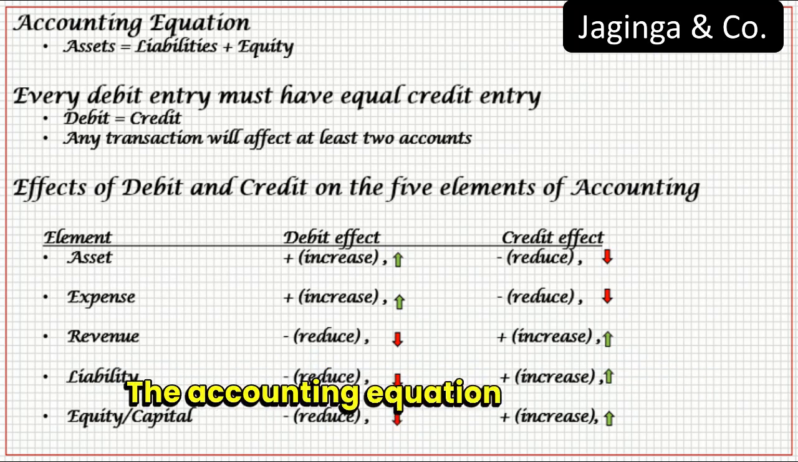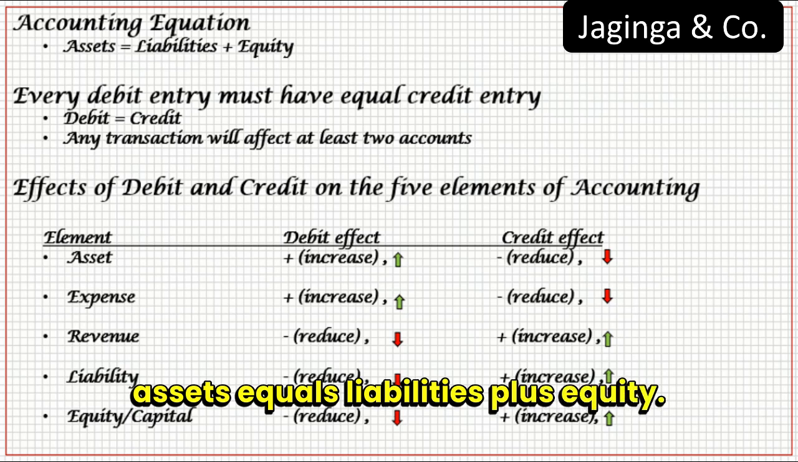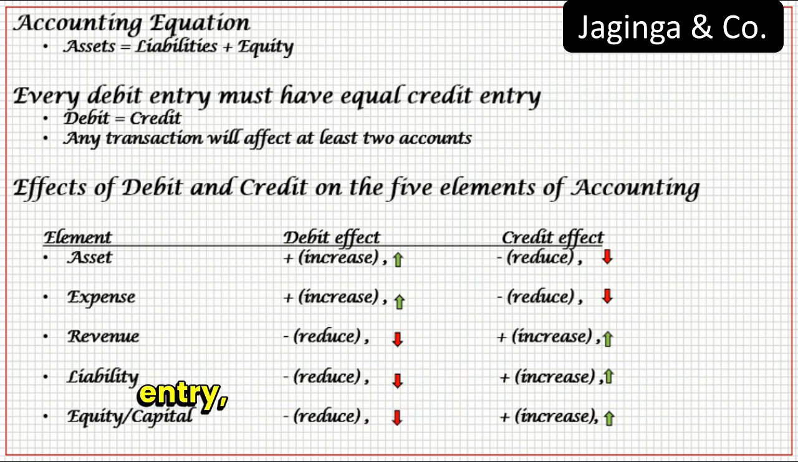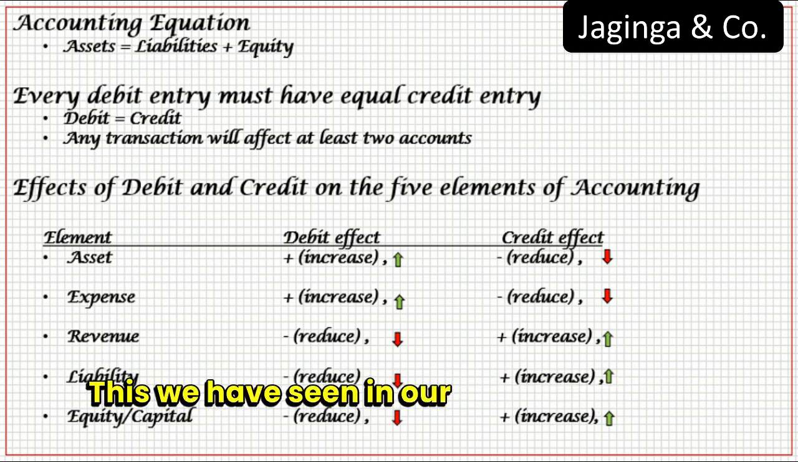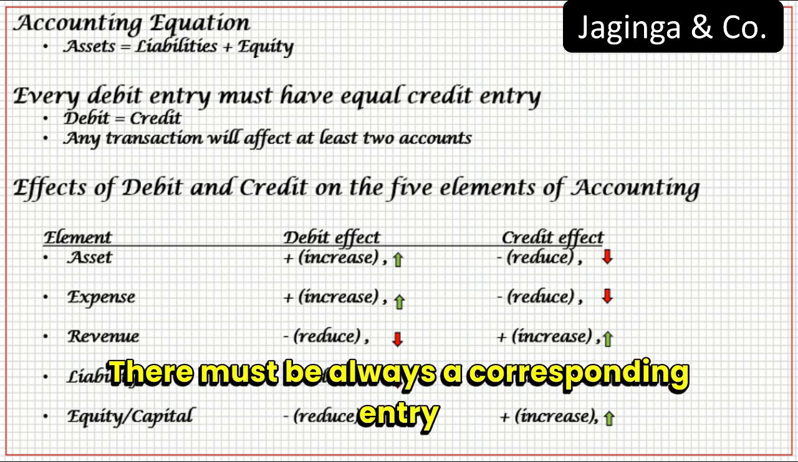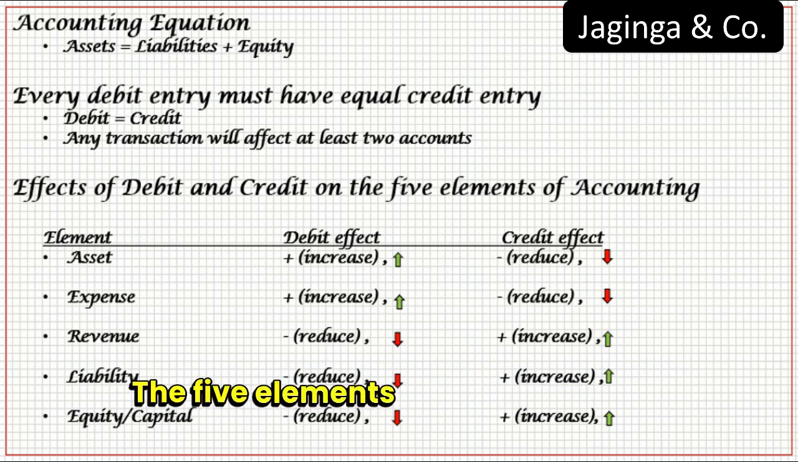The accounting equation states that assets equals liabilities plus equity. The double entry concept states that for every debit entry, there must be a credit entry. This we have seen in our ledger accounts. There must always be a corresponding entry to any debit or credit entry. The 5 elements of accounting are affected by the debits and credits in this manner.